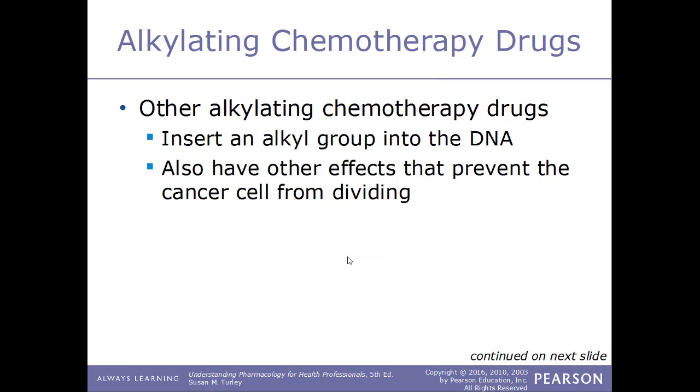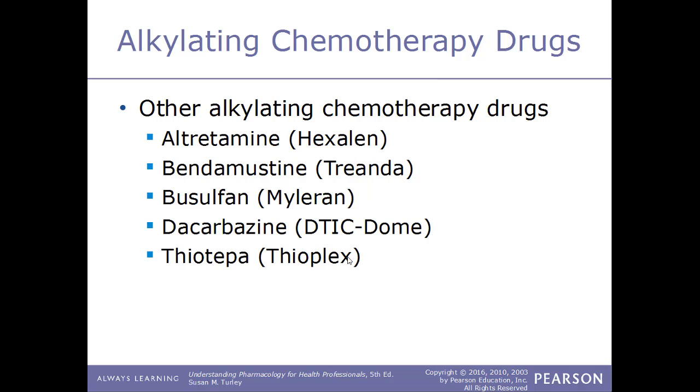Now, there are other examples of alkylating chemotherapy drugs. These all work in the same manner. They insert an alkyl group into the DNA, but they also have other effects that prevent the cancer cell from dividing. Some of these other alkylating chemodrugs would include altretamine, known by its trade name Hexalen, bendamustine, known by its trade name Treanda, busulfan, known by its trade name Myleran, dacarbazine, known by its trade name DTIC-Dome, and thiotepa, known by its trade name Thioplex.